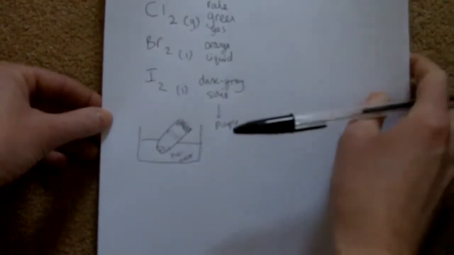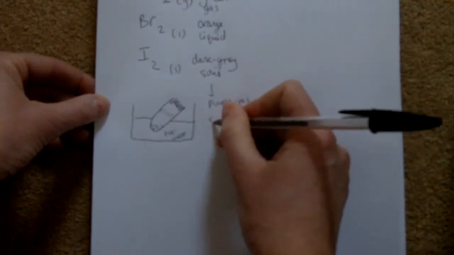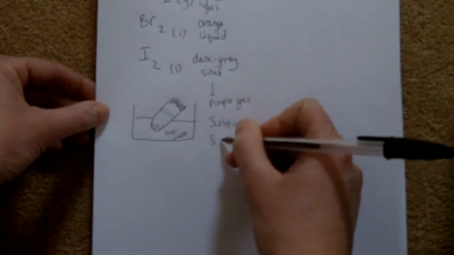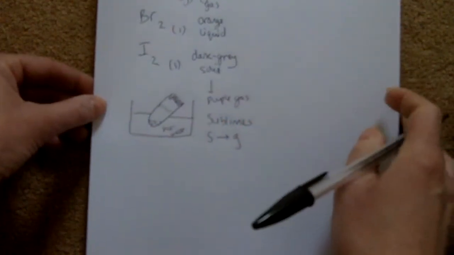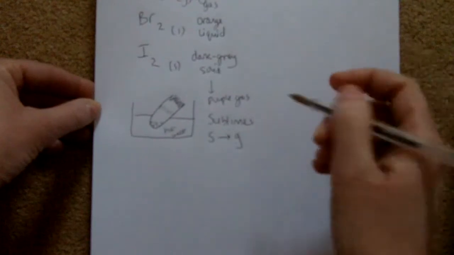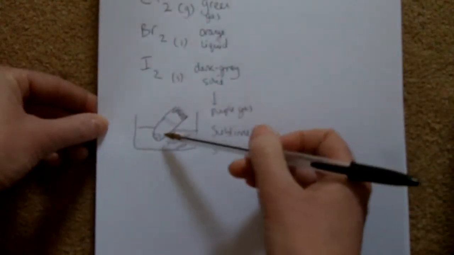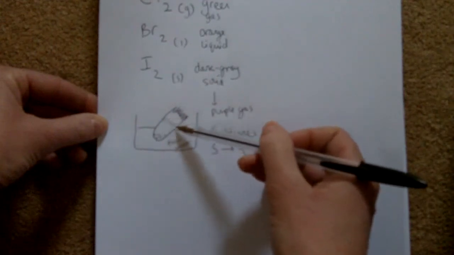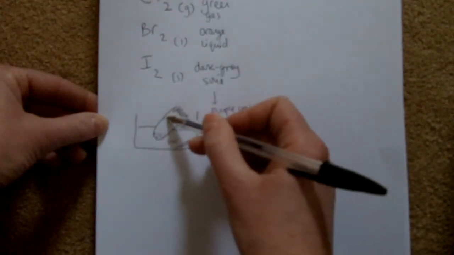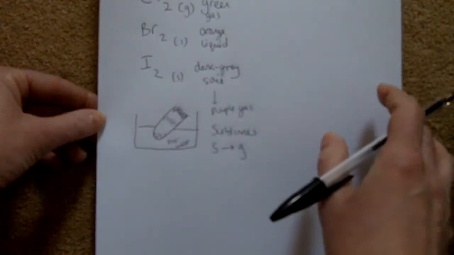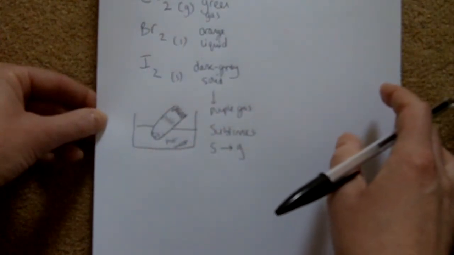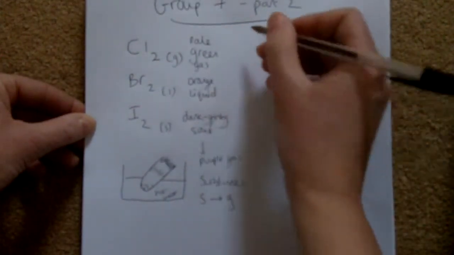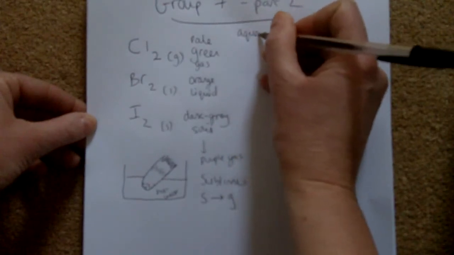And iodine has a special quality in that it sublimes, and that means it goes from the solid to the gaseous phase without passing through the liquid phase. So if you take some iodine solid and you warm it up in some hot water, then it sublimes and it forms a purple gas, which then turns back into the solid on the side of the test tube. Okay, now you need to know the colours of these 3 elements in aqueous solution, so in water.